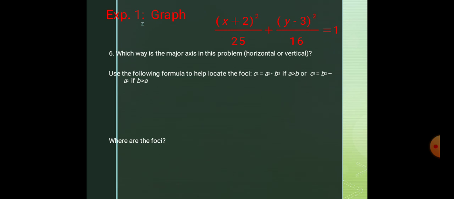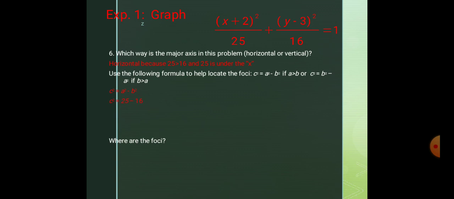Six. Where is the major axis in the problem, horizontal or vertical? Use the following formula to help locate the foci: c squared equals a squared minus b squared if a is greater than b, or c squared equals b squared minus a squared if b is greater than a. The major axis is horizontal because 25 is greater than 16 and 25 is under the x. Then the formula is c squared equals a squared minus b squared.